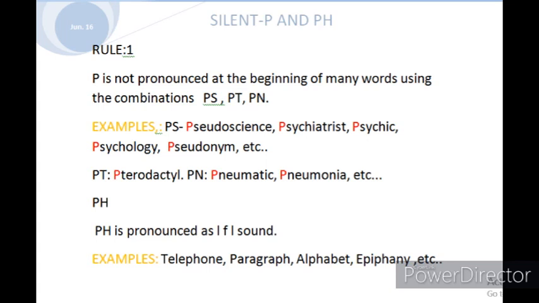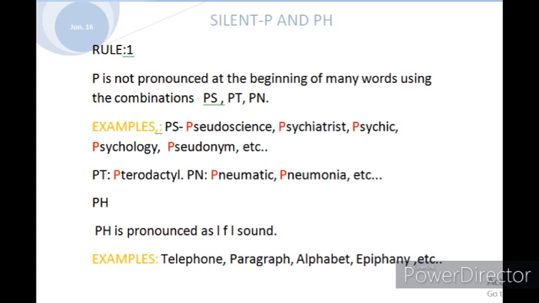Next, the combination of PT. Pterodactyl. The spelling is P-T-E-R-O-D-A-C-T-Y-L, but we are pronouncing it without the P. Pterodactyl means it is related to a dinosaur. Dinosaur, you all know it. Yes. Next one, the combination of PN. Here the words are pneumatic, pneumonia, etc. The spelling of pneumatic is P-N-E-U-M-A-T-I-C. But here the P is silent, so we are pronouncing it as pneumatic.